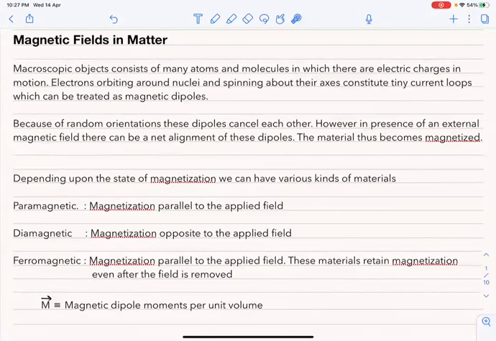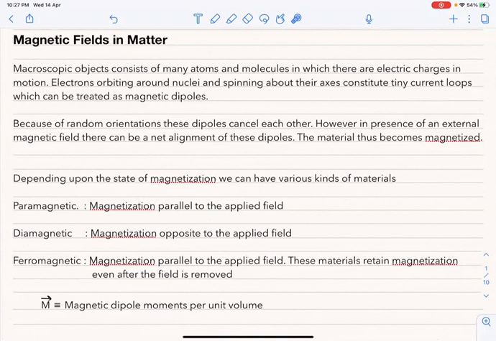Hello students. In the previous lectures on magnetostatics, we discussed the magnetic field due to currents. We discussed line currents, surface currents and volume currents. Using Biot-Savart's law or Ampere's law, we could calculate the magnetic field due to those currents. We also learned that magnetic phenomena are essentially because of charges in motion.